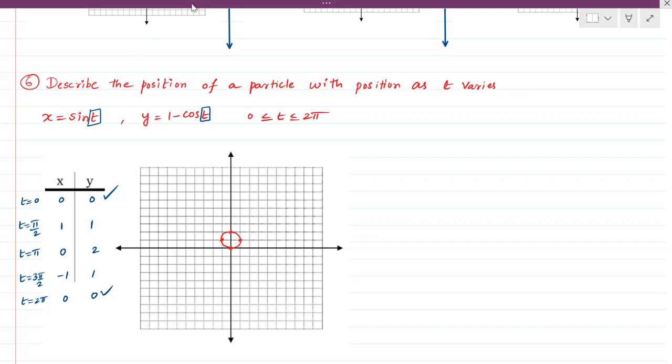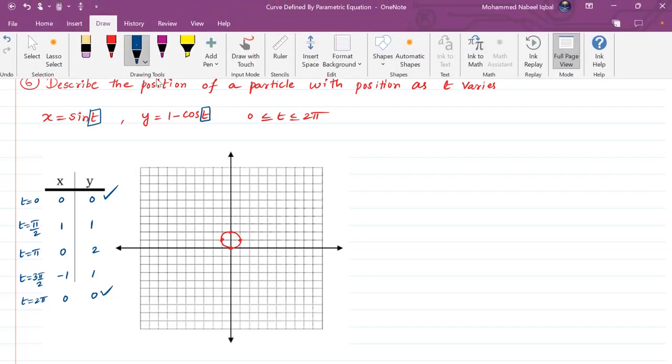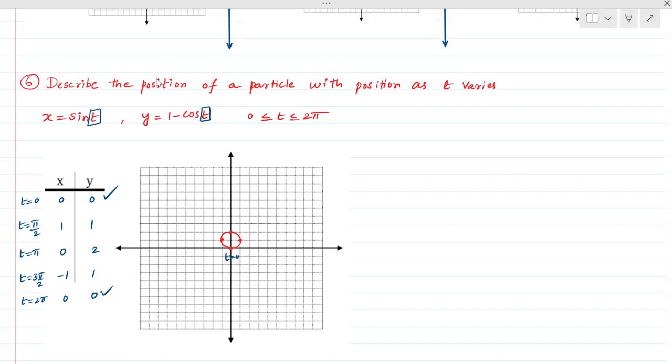So what is the position of the particle at t? This is the starting point, t equal 0. It moves up the right side. You will have t equal pi over 2 and here t is equal pi. Then it moves here and then it goes there and t is equal 3 pi over 2 and the last one t is equal 2 pi. It will reach the starting point. So this is the graph of this function.